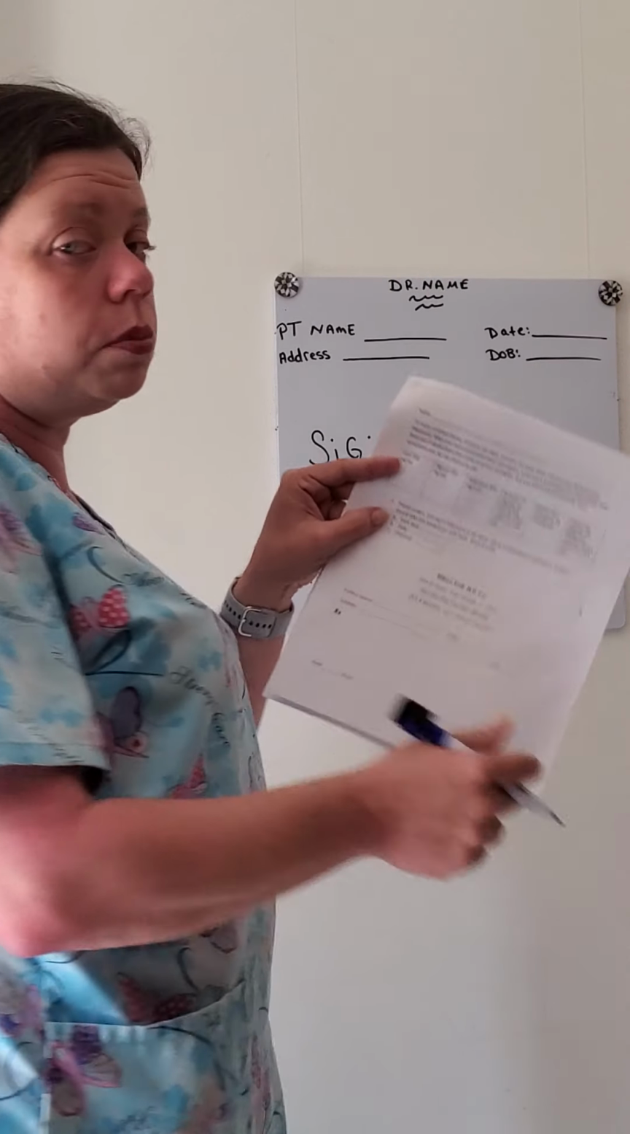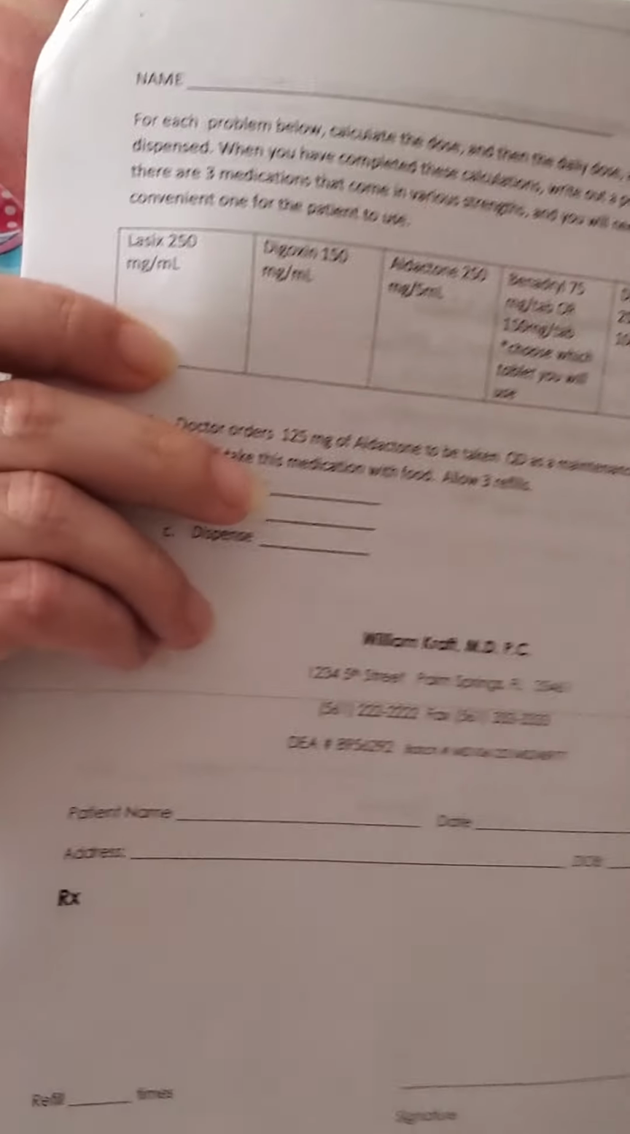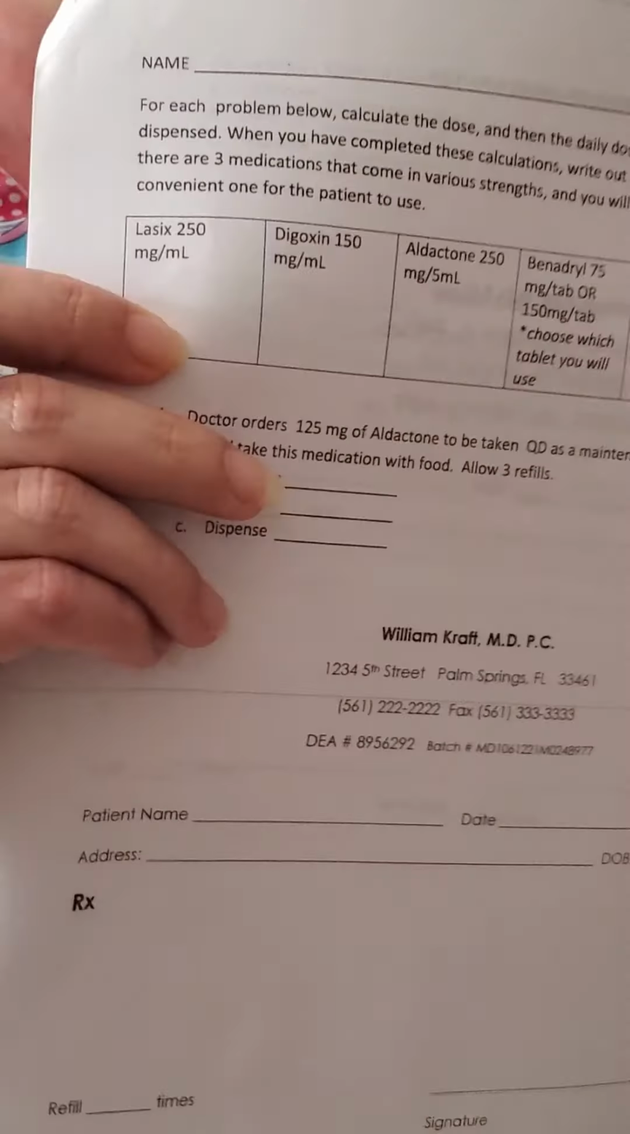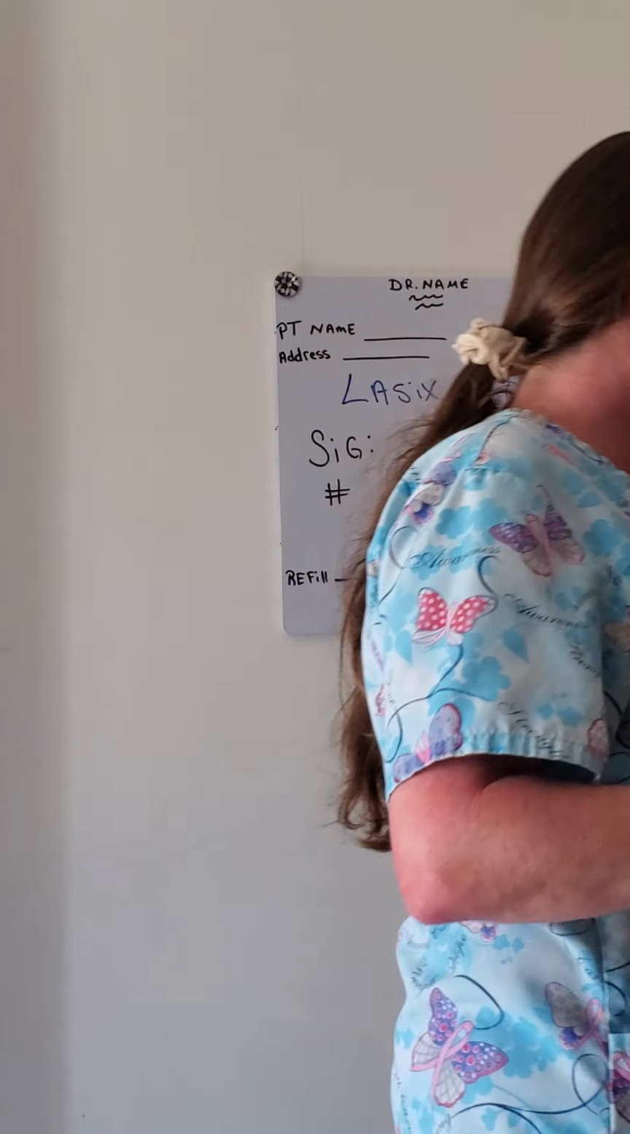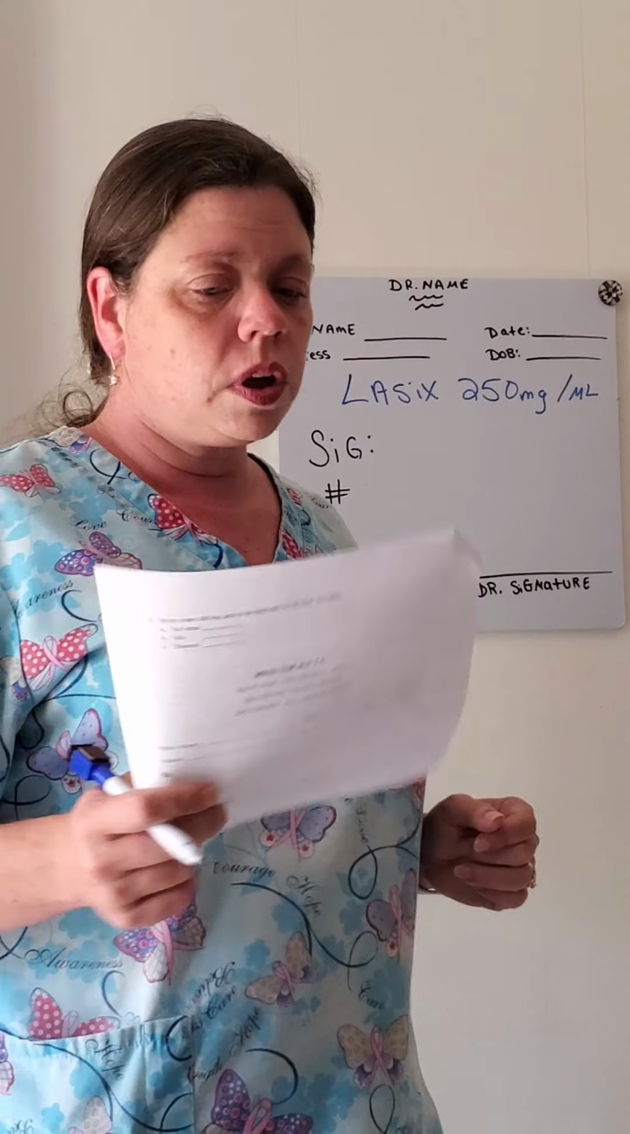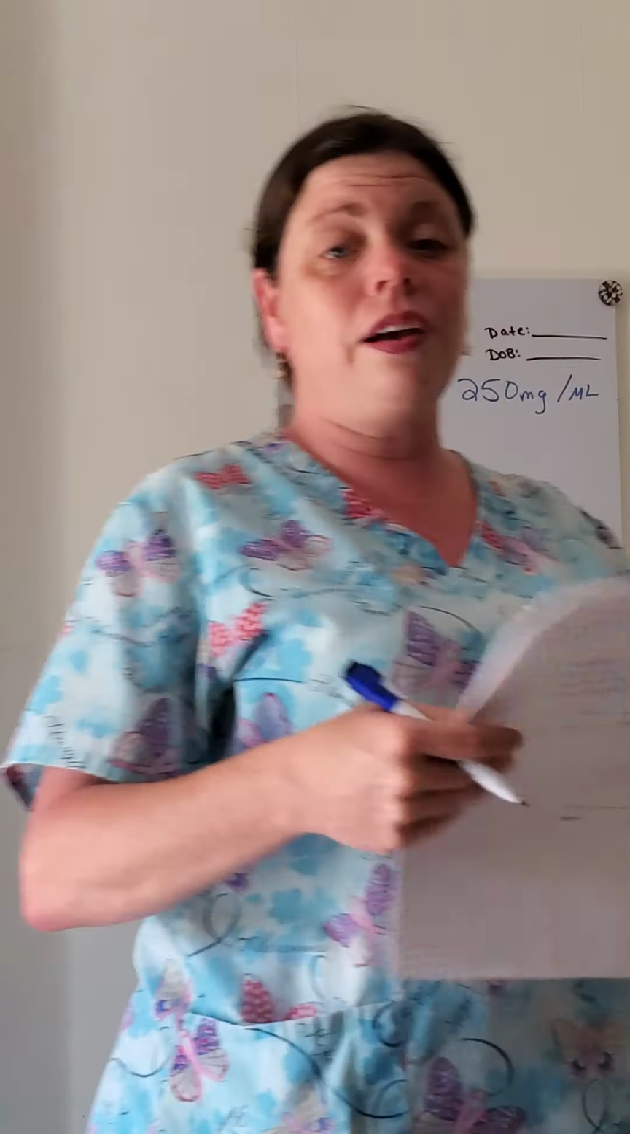All right, so our Lasix comes how? 250 milligrams per ml. Lasix, 250 milligrams per ml, right? And when we did the calculation, we know that the patient must take 2 mLs per dose. Patient is taking this BID, that's twice a day, for 30 days. So again, it's a 30-day prescription, and it says no refills.